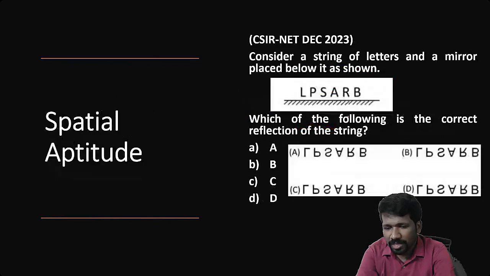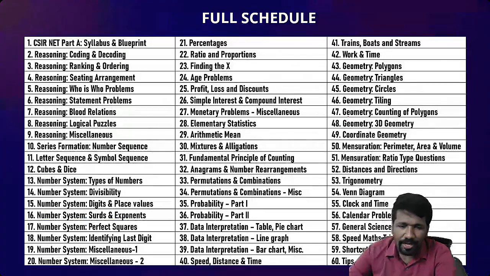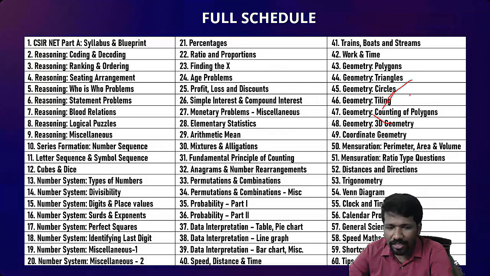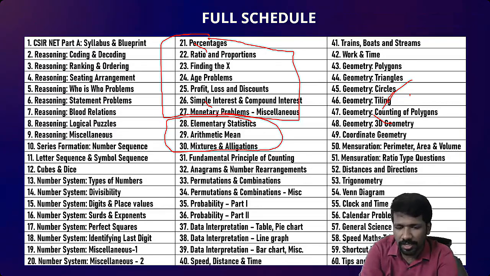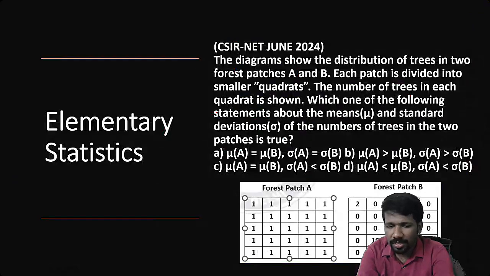Now, symbol sequence में spatial aptitude, as I told, this I will be discussing along with the symbol sequence itself. So those are the direct algebra based chapters, 21 to 27, this algebra based chapter. Now, statistics related 3 chapters are there: elementary statistics, arithmetic mean, mixtures and alligation.